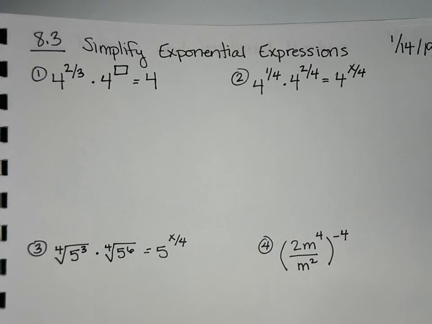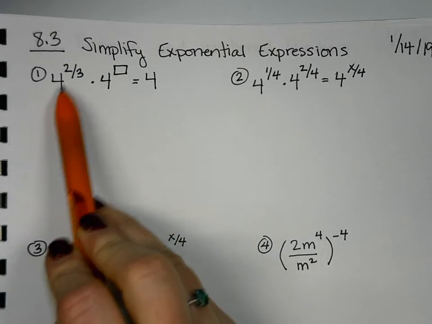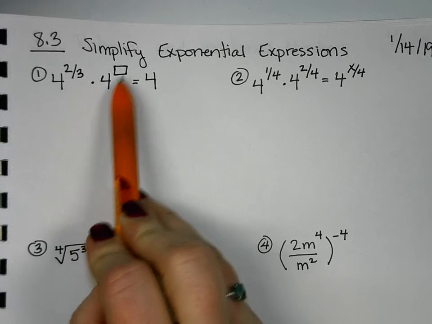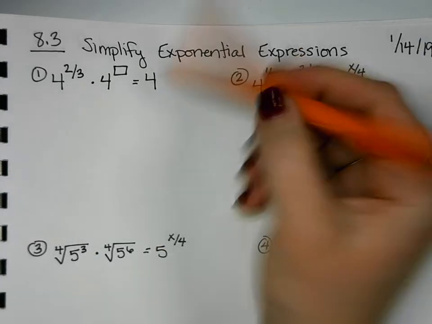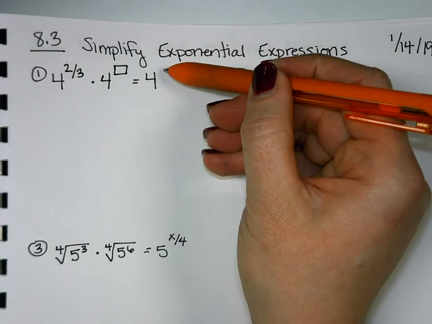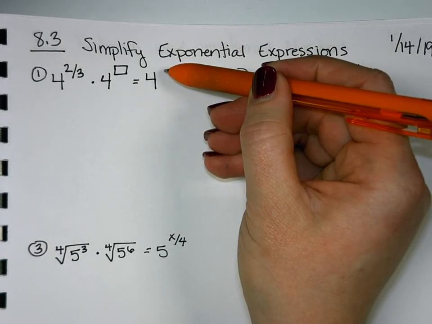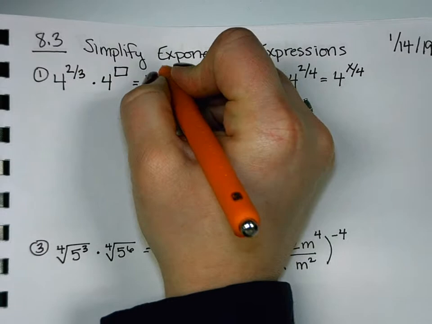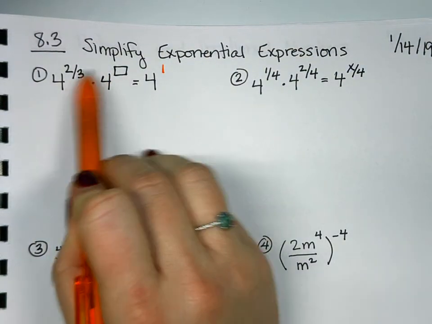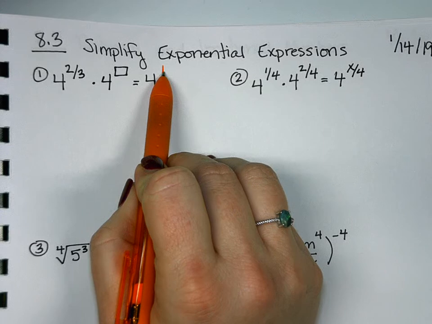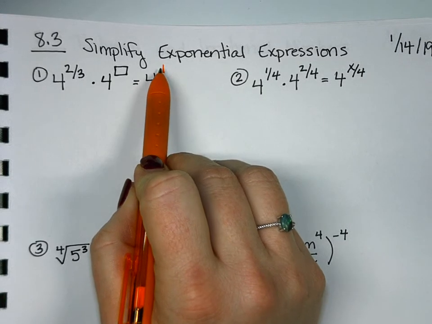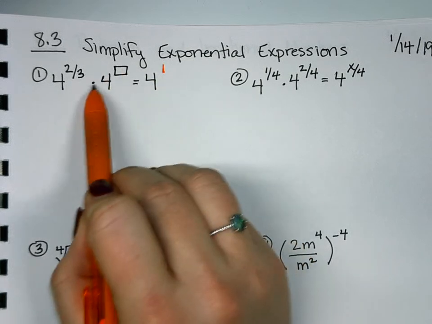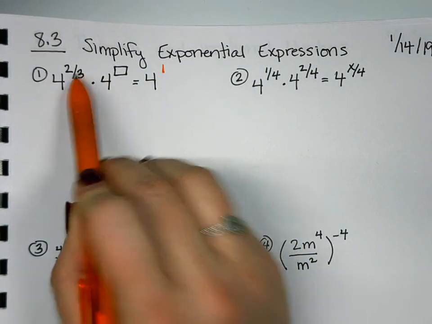Okay, so if we look at something like number 1, it's saying 4 to the 2/3 times 4 to what power gives you 4? So what is the exponent of our answer if it's just 4? It's a 1. So what do we do to the exponents here to try to get 1? Anyone remember what the property tells us to do? Chase? Good. When we are multiplying like bases, we add the exponents.